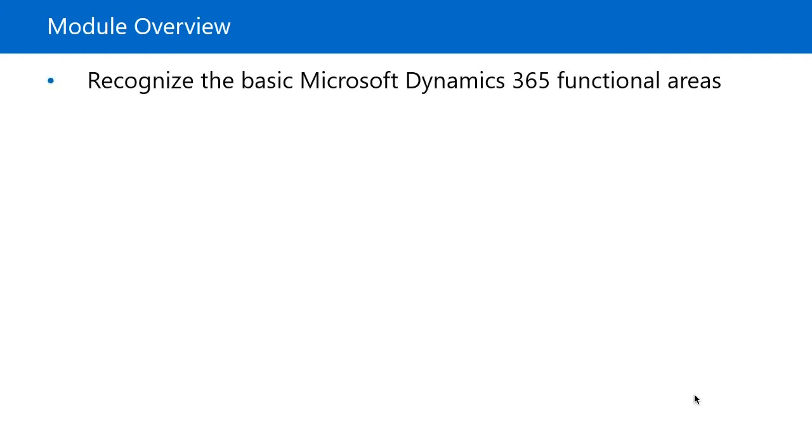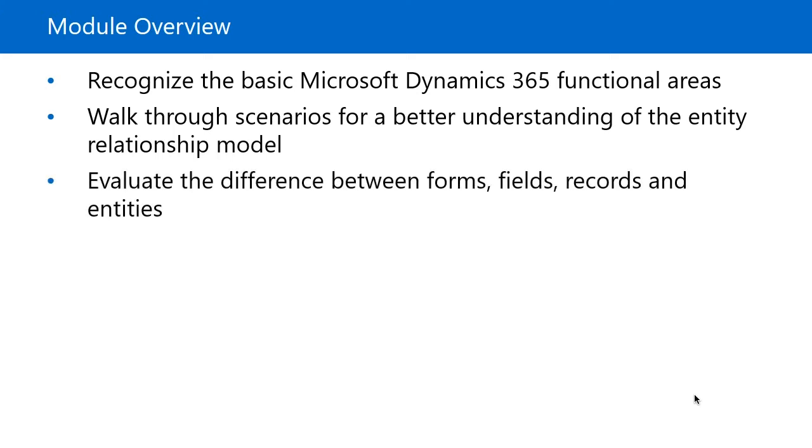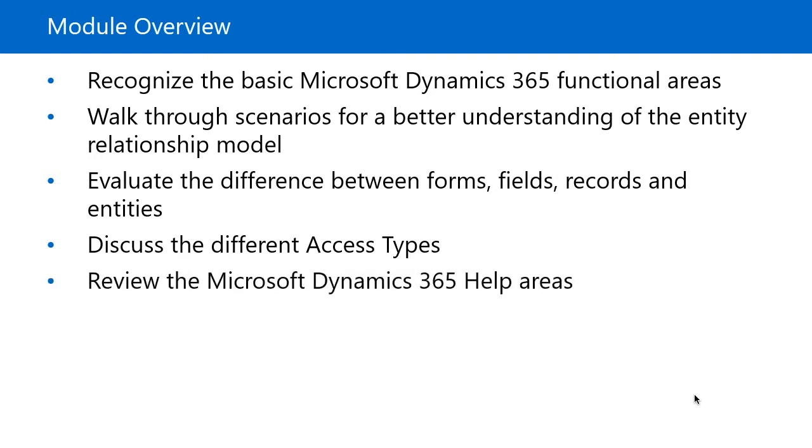In this module, the objectives are to recognize the basic Microsoft Dynamics 365 functional areas, to walk through scenarios for better understanding of the entity relationship model, to evaluate the difference between forms, fields, records, and entities, to discuss the different access types, and finally, to review the Microsoft Dynamics 365 help areas.